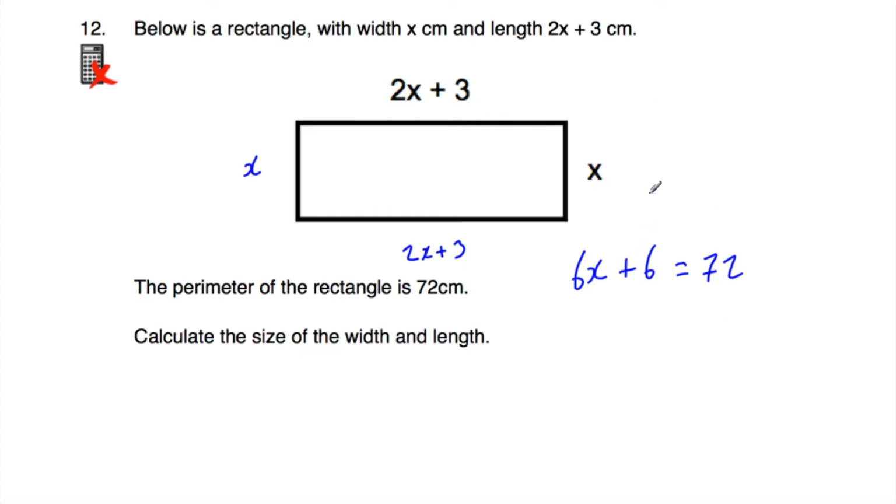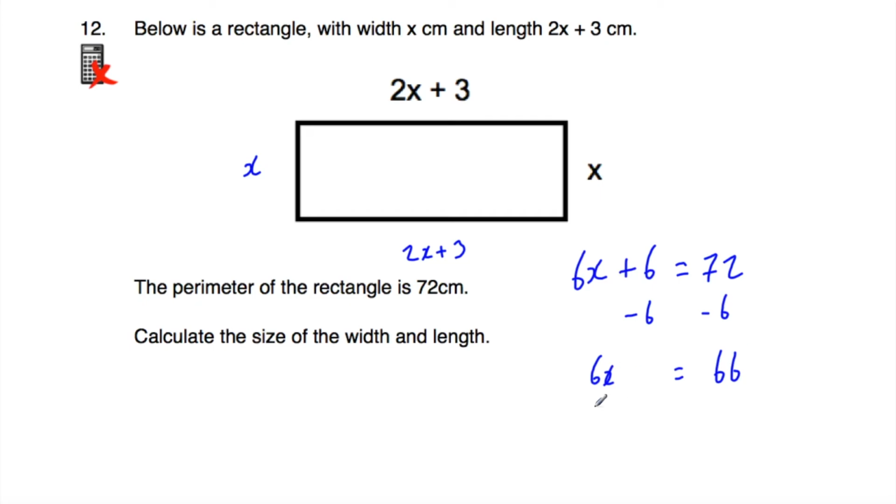So we've got 6x plus 6 is equal to 72. If we solve this, we can find x, that'll be the width, and then we can find the length. Okay, so to solve this equation, let's take away 6 from both sides. So on the left hand side, we'll be left with 6x. And on the right hand side, we've got 72, take away 6, that's 66. So we've now got that 6x equals 66, so 6 times x is 66.